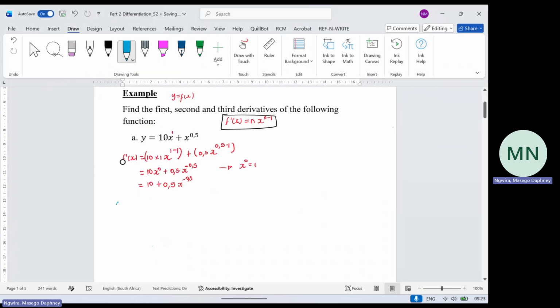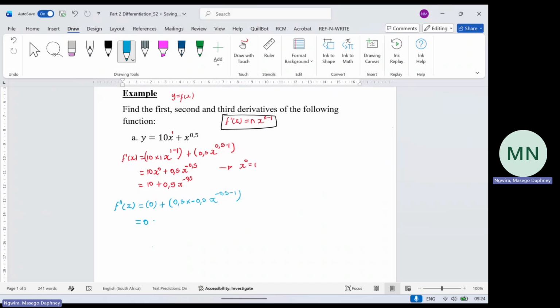So this will be f prime prime. So I'm going to take my answer of the first derivative. So this will be derivative of a constant is 0. Derivative of 10 is 0. And this is plus. And then open bracket. Then we say 0.5 times negative 0.5. And then this will be x to the power of negative 0.5 minus 1. And then this will just be 0.